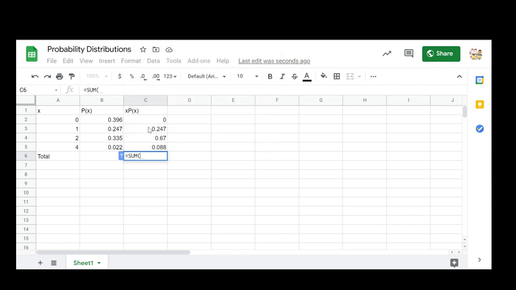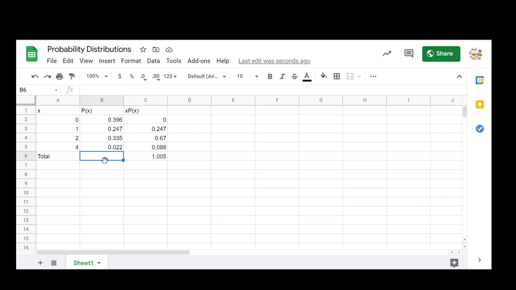It enters it, and now I need to highlight what cells or numbers I'm going to add. So I'm going to click on the first one and hold and drag to the last one. So C2 to C5. That's these numbers here. Hit enter, and we have our expected value that we calculated before, and it works out to the same thing.